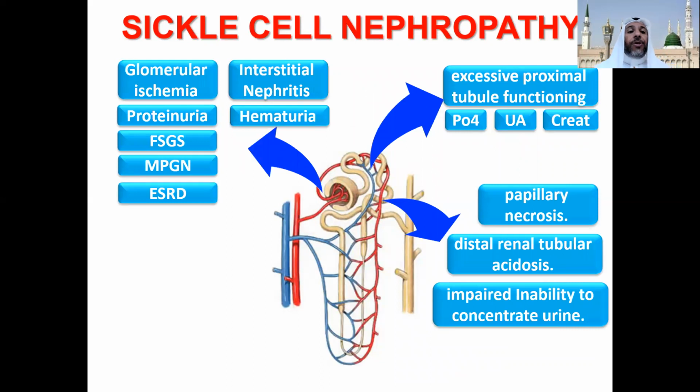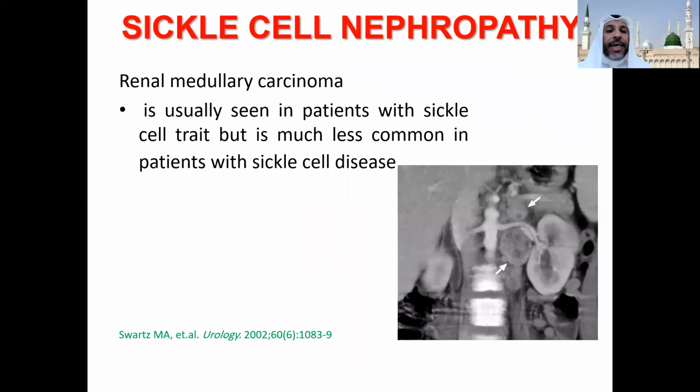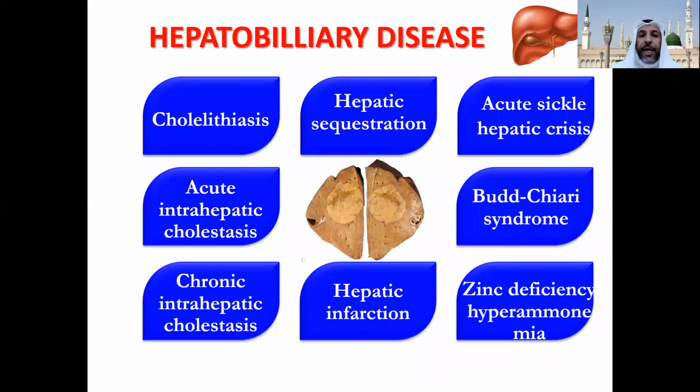So they may manifest with glomerular ischemia, proteinuria, interstitial nephritis, end-stage renal failure, papillary necrosis, distal renal tubular acidosis, and so on. Most nephropathies will happen during adolescence and early adulthood. One rare complication of sickle cell nephropathy is renal medullary carcinoma. It has been reported, though it is not so common among them.